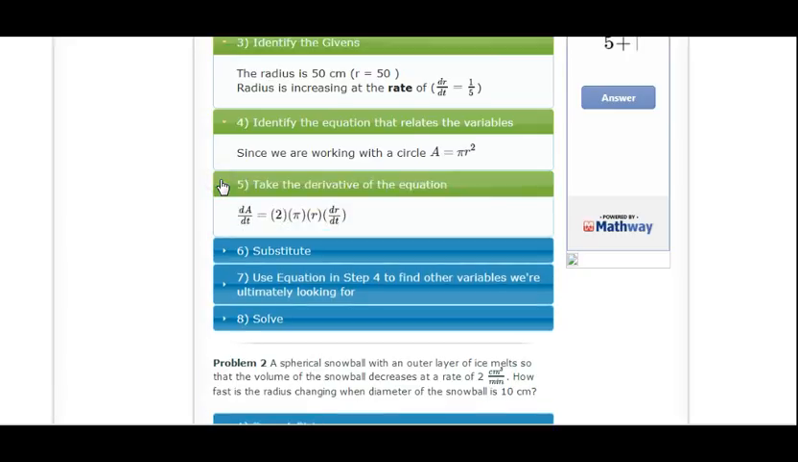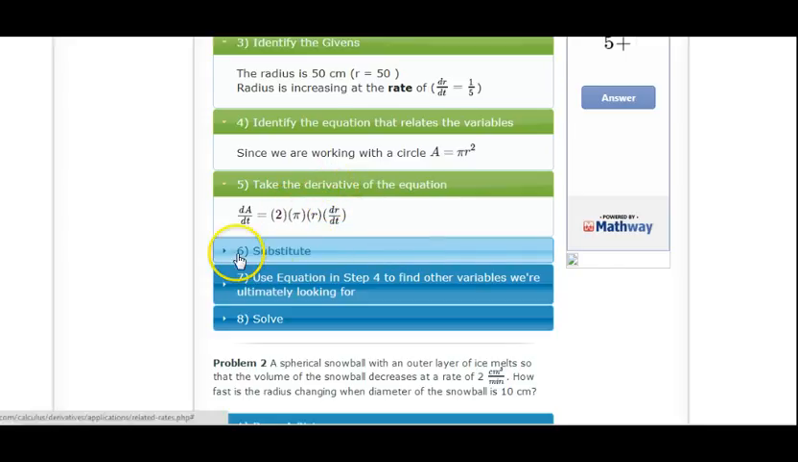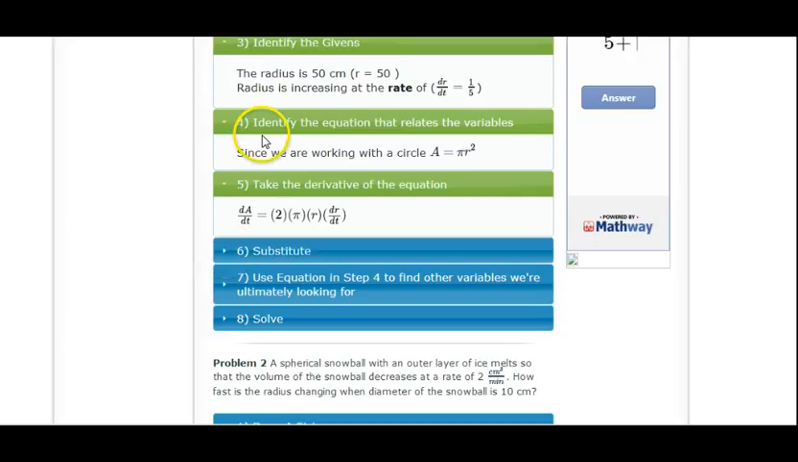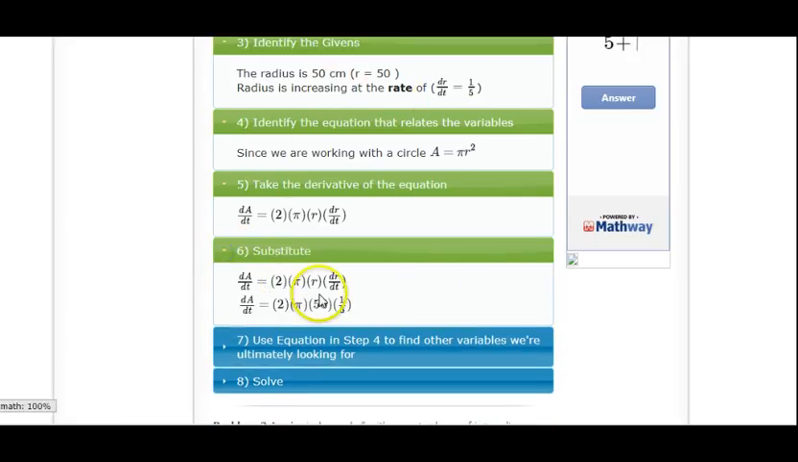So right now this may not make a lot of sense, but this week you'll learn about this. We take the derivative of the area over time, and then we use implicit differentiation to take the derivative of this side. So you bring the 2 down in front, you get 2 times pi times r, and you'll learn about where this dr/dt is coming from. And then you want to substitute what you are given here and here into that equation. So you'll be substituting the 50 for the r and the 1/5 for the dr/dt.